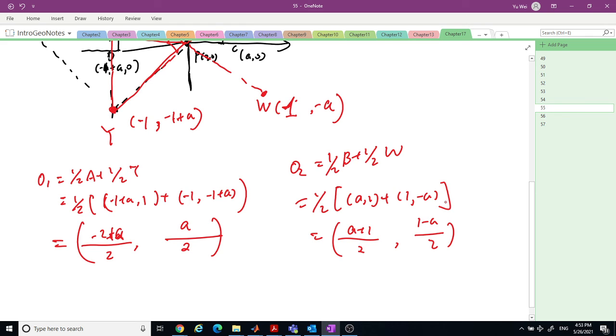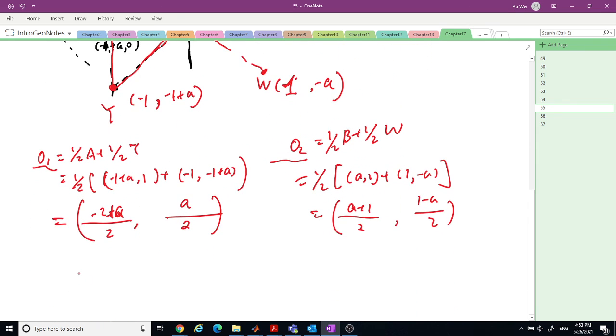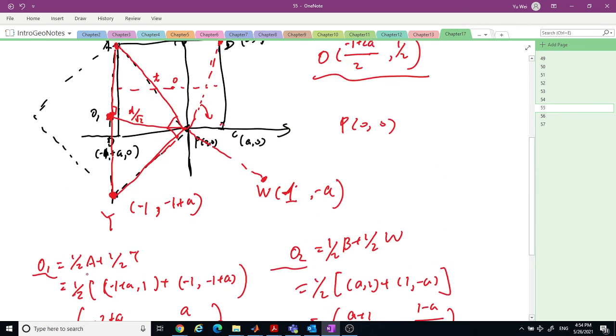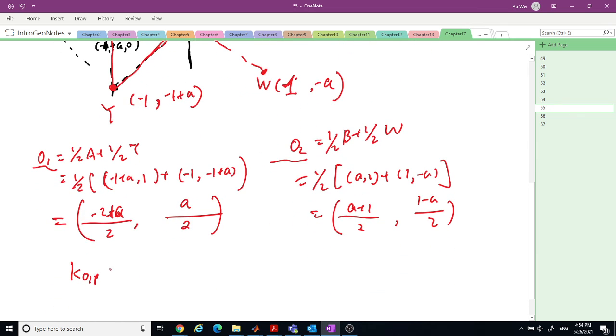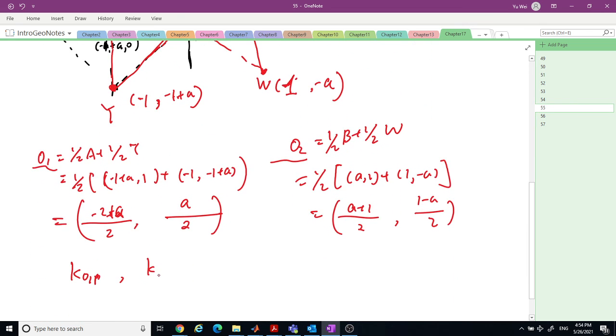Okay, so we already know all these coordinates, right? And P is 0, 0. So now you can calculate the slope of O1P. And also you can calculate the slope of O2, let me see, I'm sorry, here is the O2. Then you can also calculate the slope of the OO2. Once you calculate all the slopes, you will see this is a parallelogram.